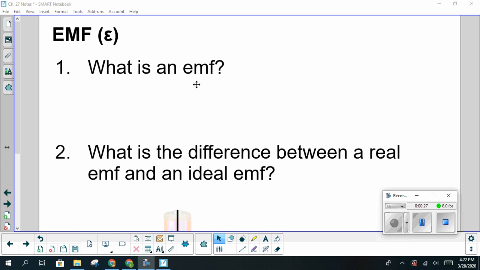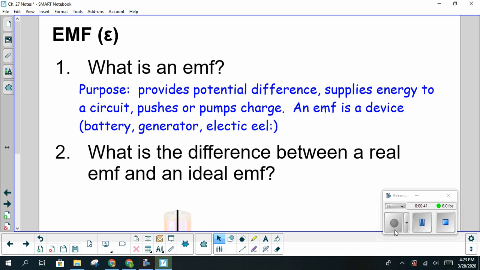So an EMF, the word EMF stands for electromotive force, and the words really tell us it's an electric force that's moving charge, right? It's kind of an old term, so we don't spell it out too often. We shorthand it EMF. And its purpose really is it provides a potential difference. It's a supplier of energy to a circuit. It pushes or pumps the charge.